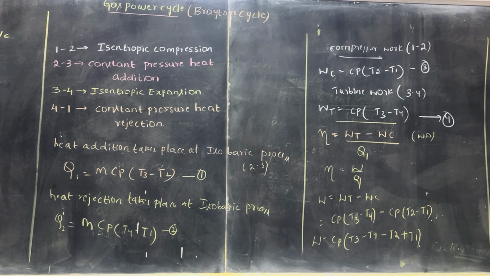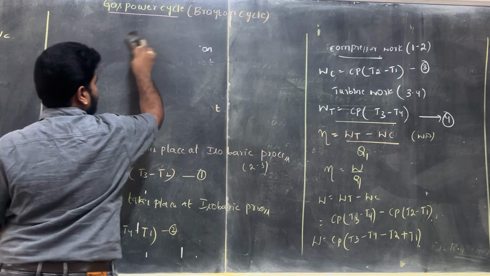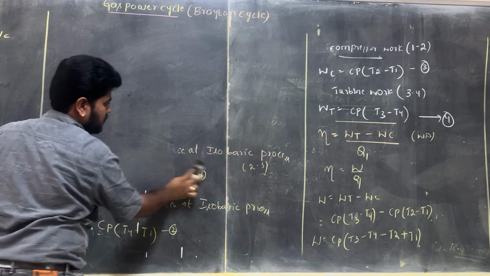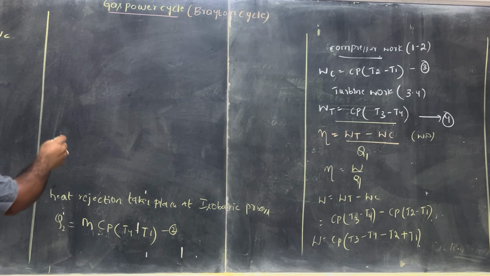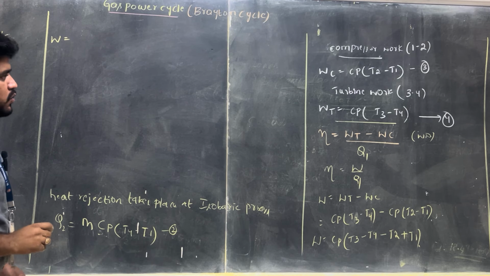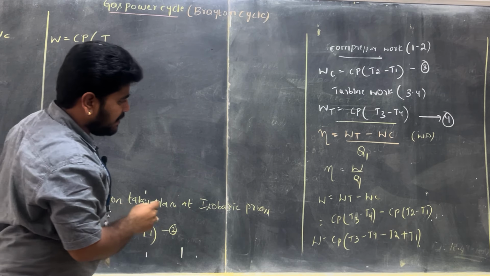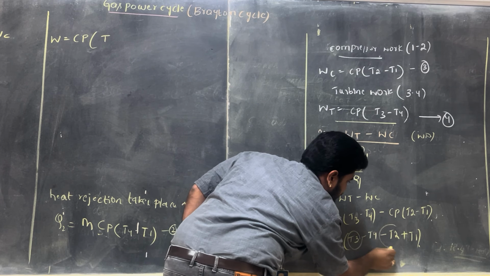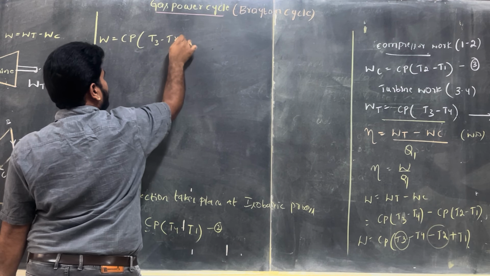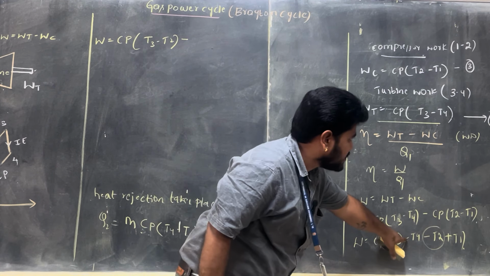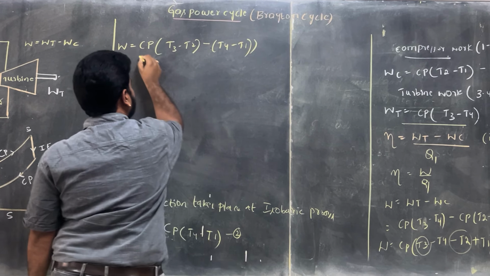Next, I will rewrite this one. W is equal to Cp into, I will take Cp common, so I will write it as T3 minus T2 minus Cp into T4 minus T1. If I take minus common, I can write like this. So this is the total work done.